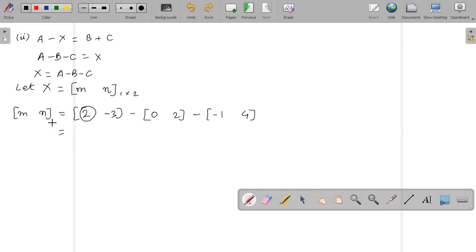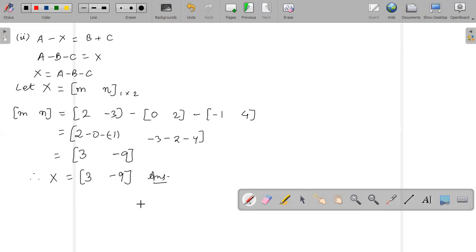2 minus 0 minus -1, ठीक है। और यहाँ पे नेक्स्ट वाला क्या है, -3 -2 -4, लिखो इसको, -3 -2 -4. So this is 2 minus 0, and this minus minus is plus, so 2 minus 0 plus 1, which is 3, and this -3, -2, -4. This is -9. And hence, we have got matrix X is 3 and -9.